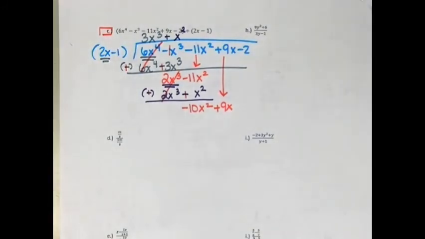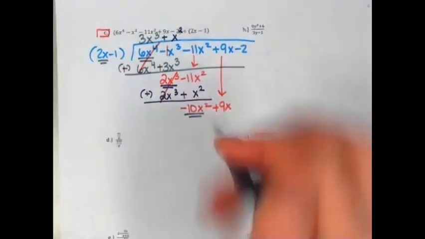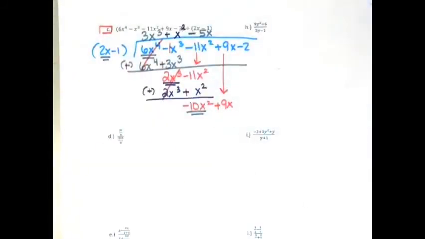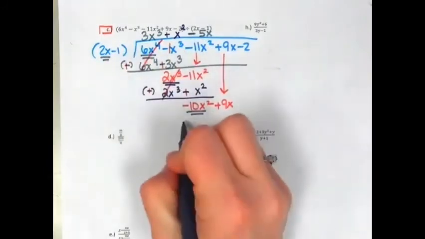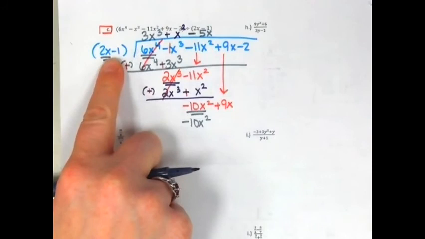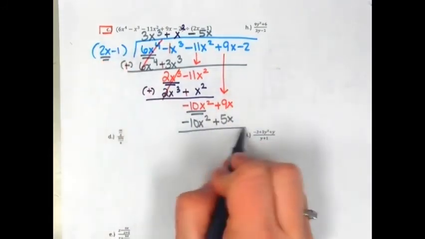All right. Now, this was negative here. So 2x times what gets me to a negative 10x squared? Negative 5x. Perfect. So I'm going to put a minus 5x on the top. Now I've got to distribute the negative 5x. Negative 5x times 2x is negative 10x squared. Negative 5x and a negative 1 is a positive 5x. Is everyone okay with that?